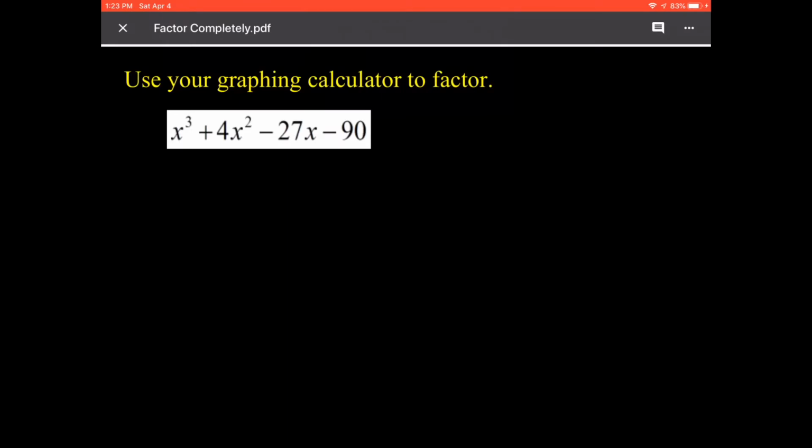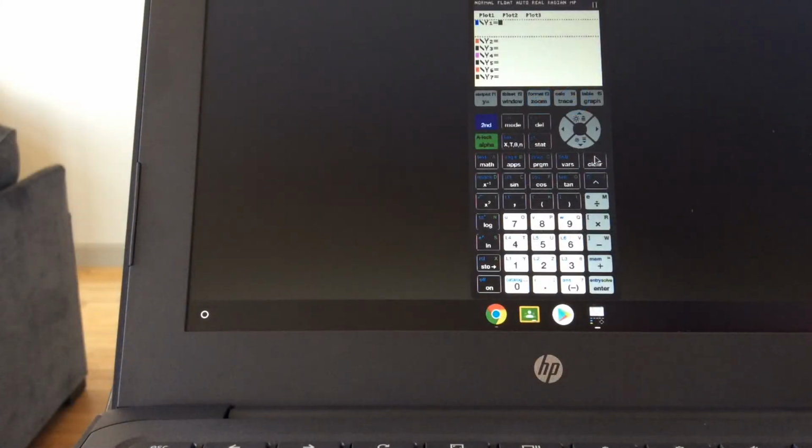Okay, so this one here, our directions are to factor with our graphing calculator. And if we looked at this, there's not a GCF that we could factor out right now. There's no methods that we've talked about today that we could use to factor this by hand. So here we go with our calculator.